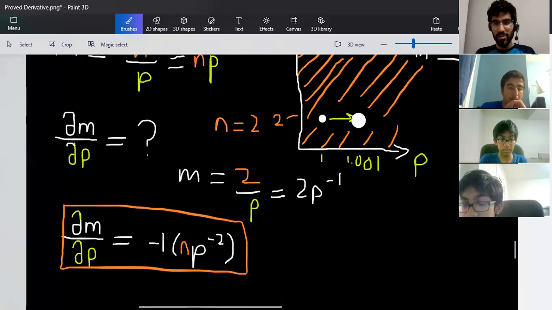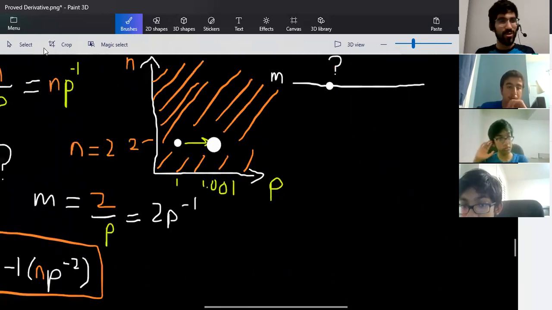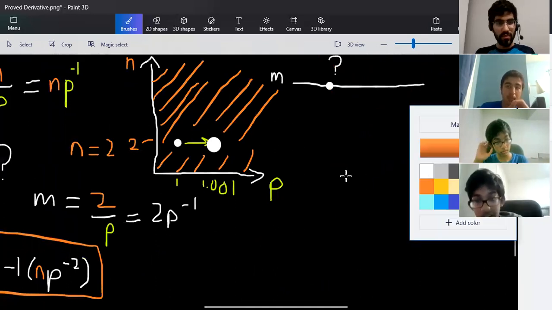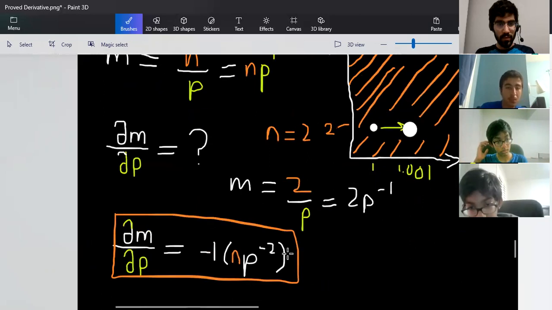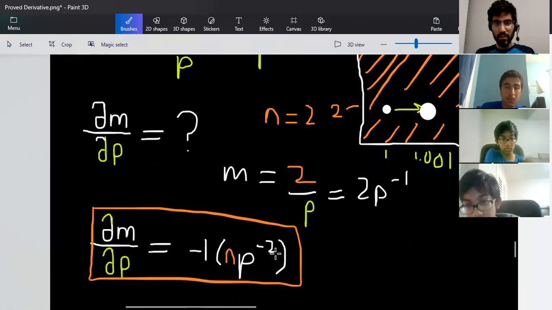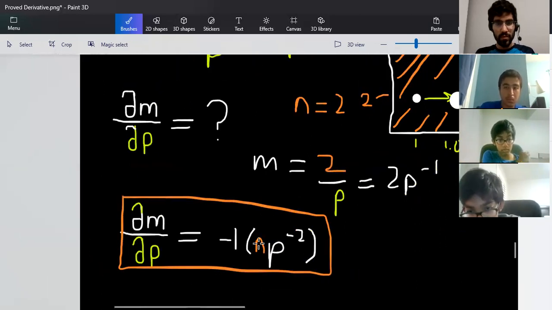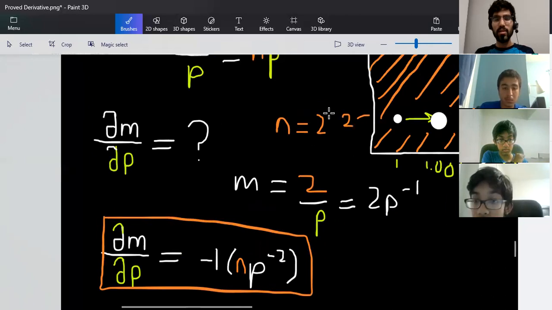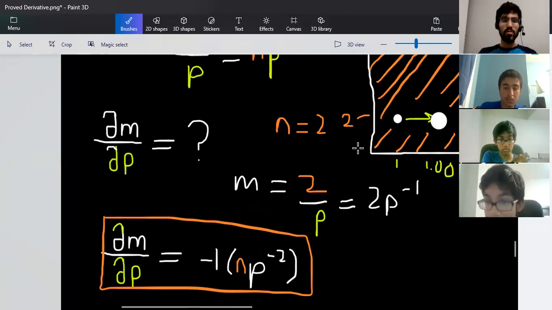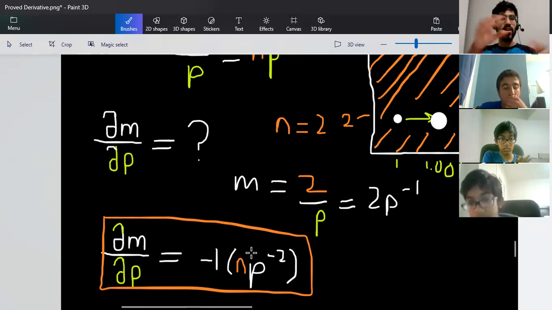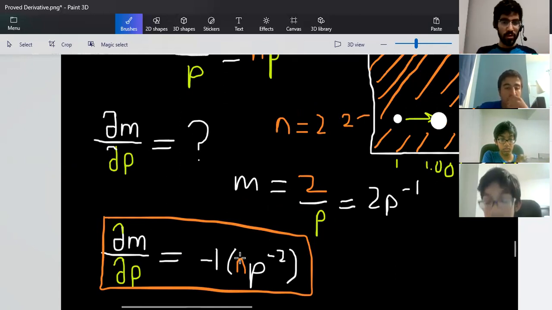Making sense? Quick question on the example we just did: should there be a 2, like 2p to the power of negative 2? Remember, n is equal to 2 is just our assumption. Really, n could be any constant value. That's why we wrote n. We're just pretending n is equal to a constant.